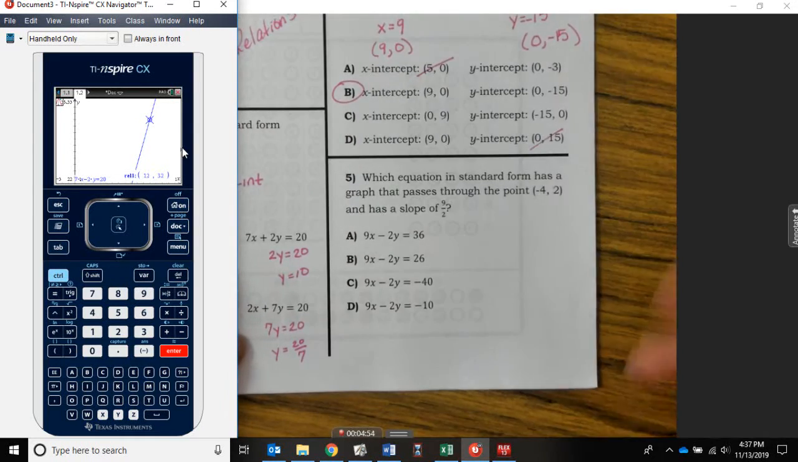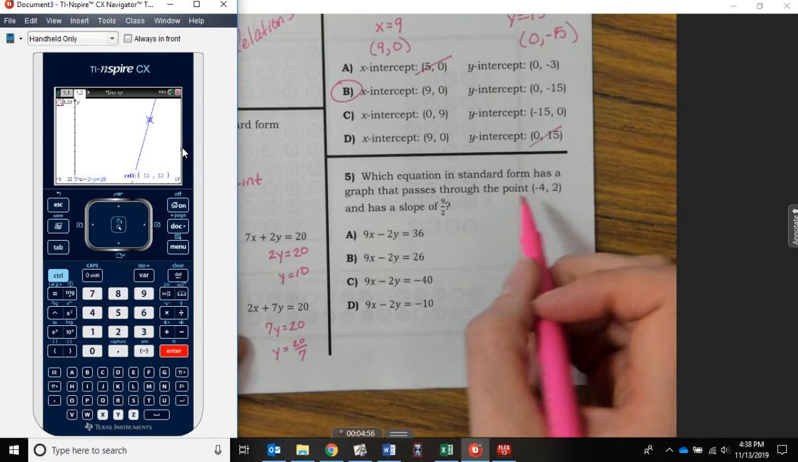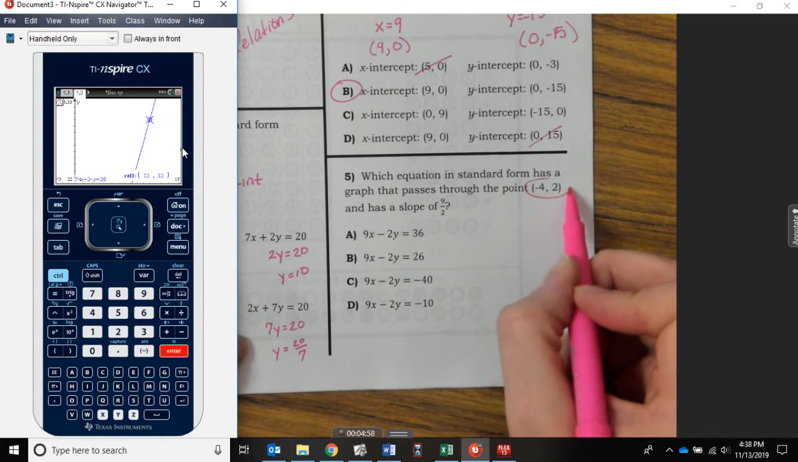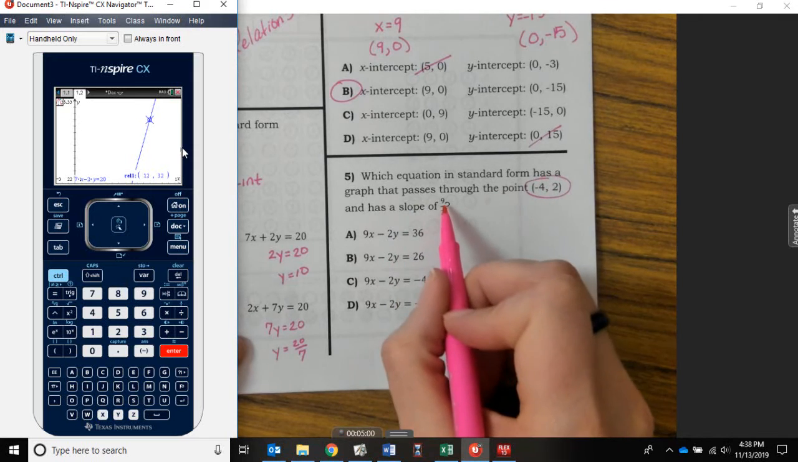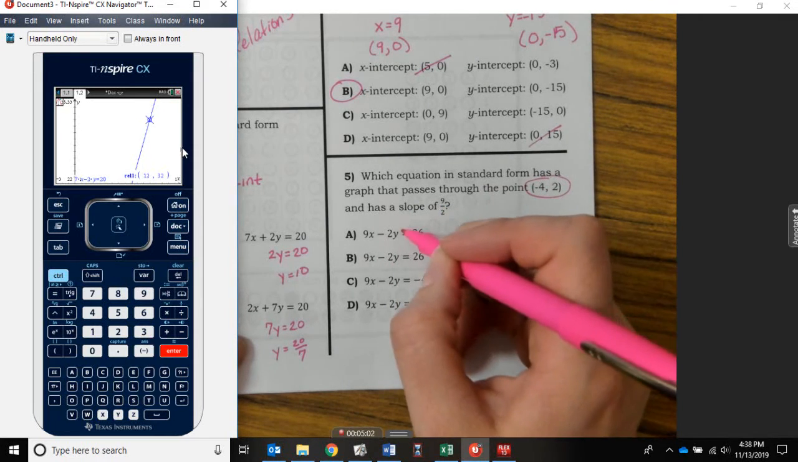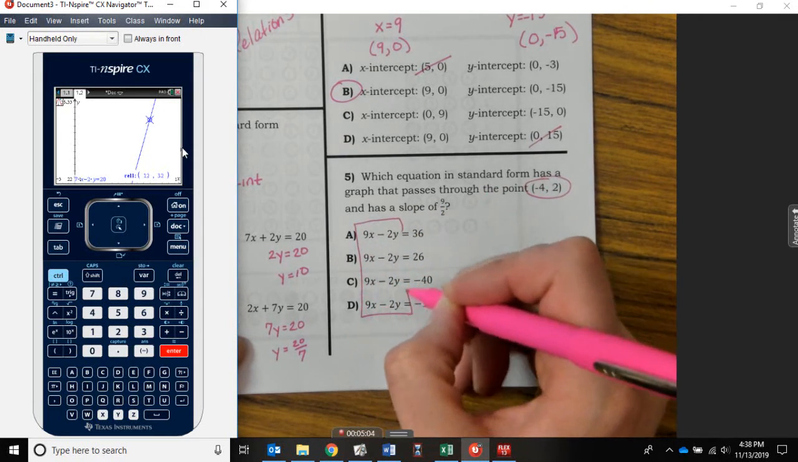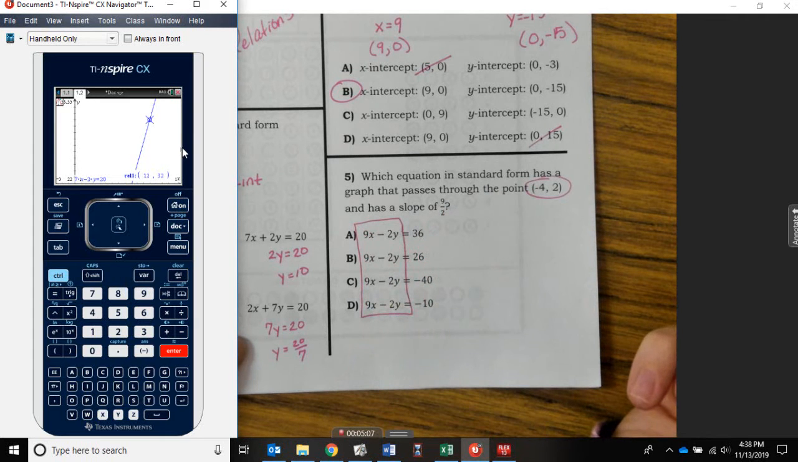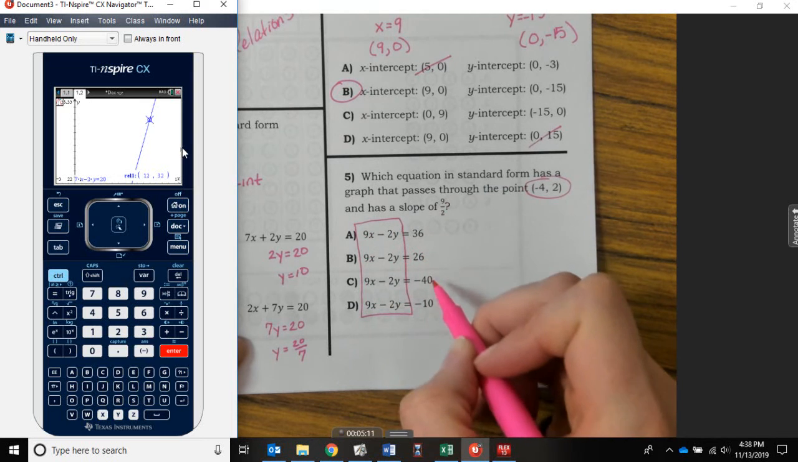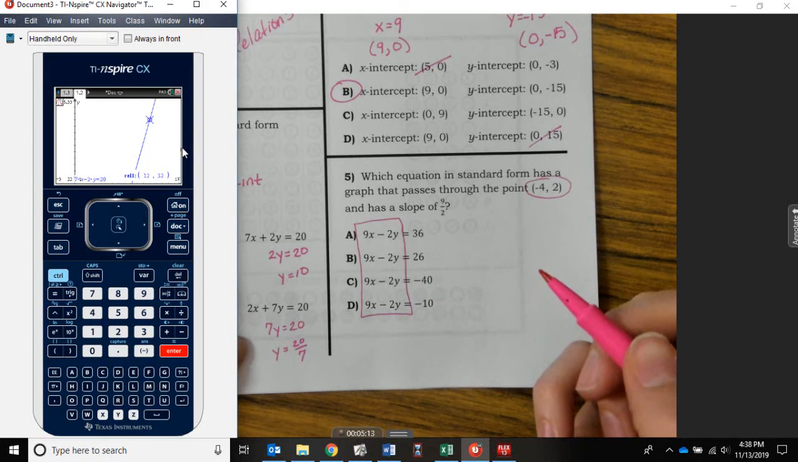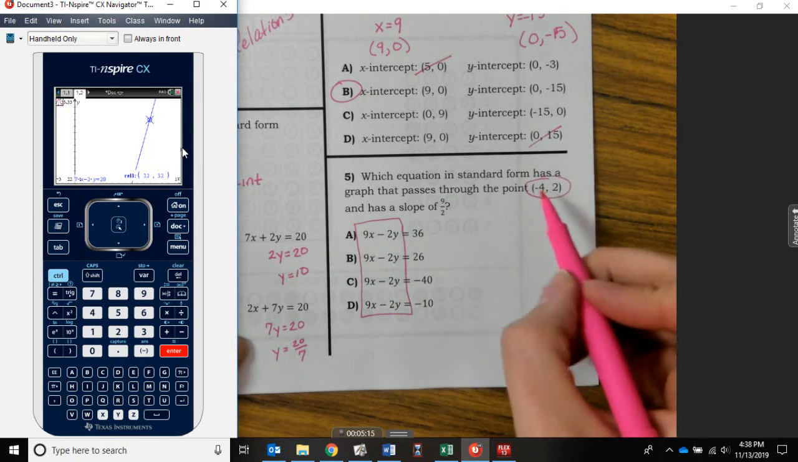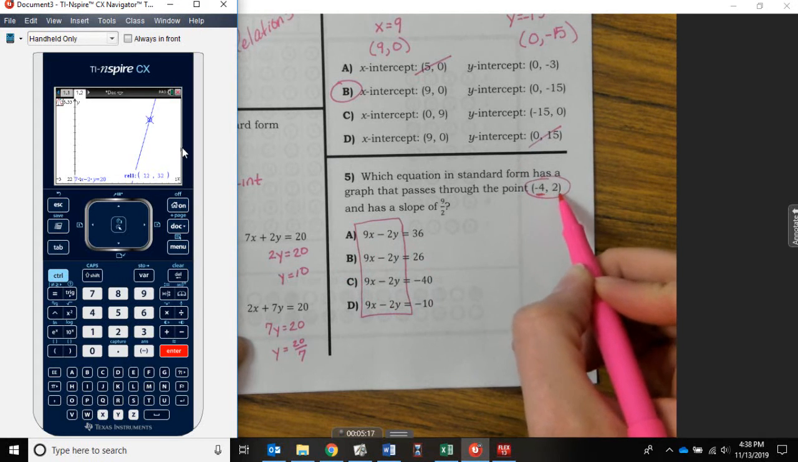On number 5, which equation in standard form has a graph that passes through the point (-4, 2) and has a slope of 9/2? If you look at all of these, they all equal the same thing. So you have two options. You can type all of these into the calculator on a graph page, just like we practiced with number 2, and check for that point, (-4, 2).